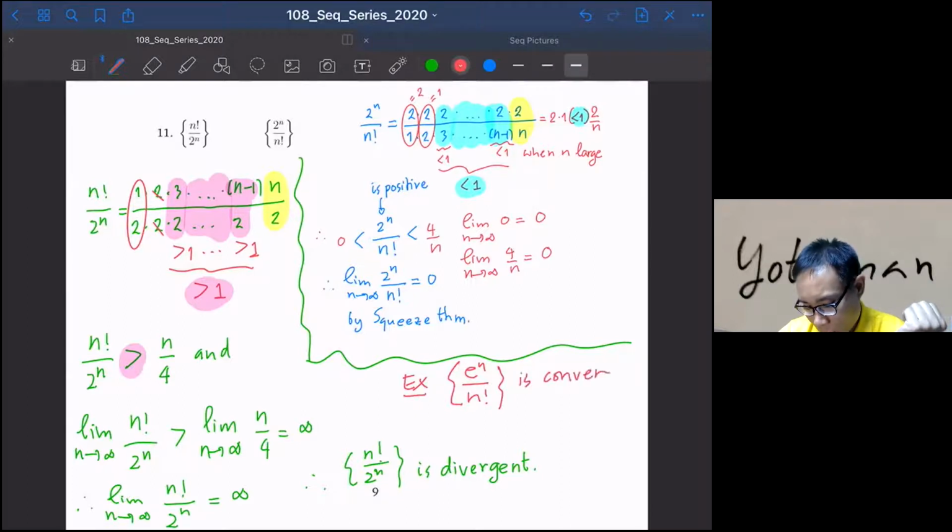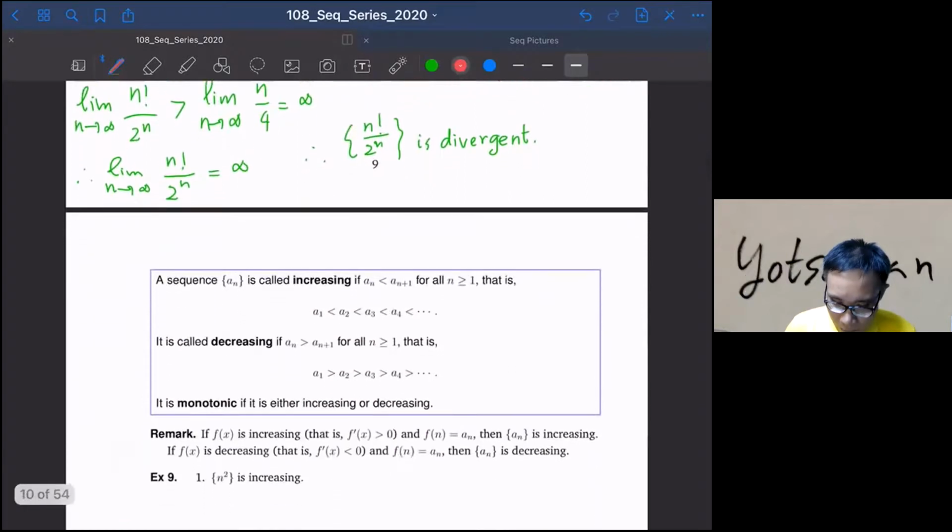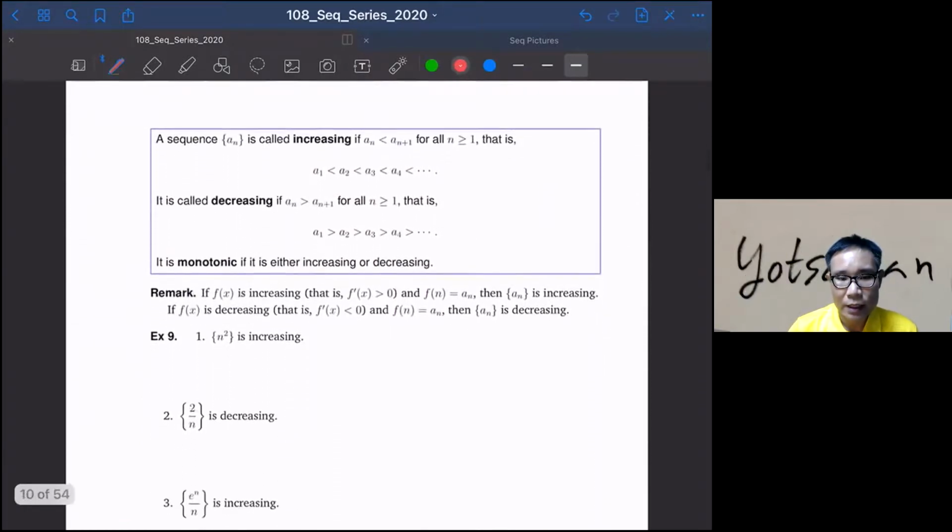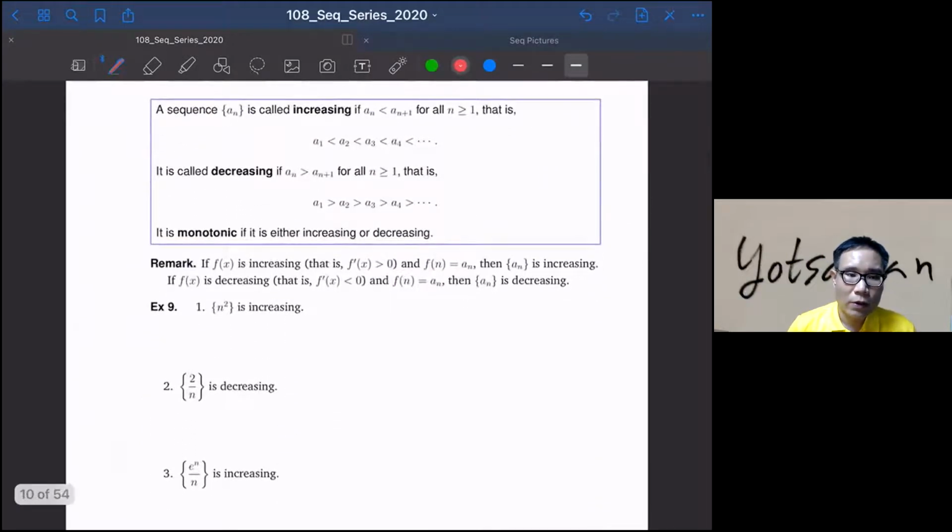Please show that this sequence is convergent. I will give you the solution during the recitation. The last thing that we're going to talk about regarding sequences turns out to be increasing and decreasing.